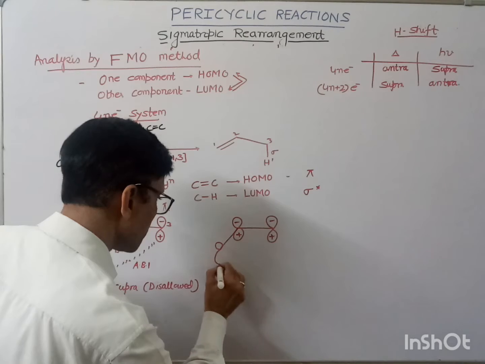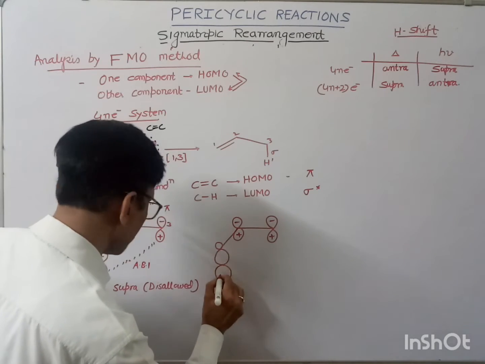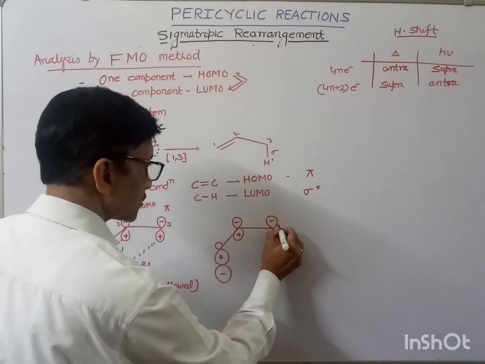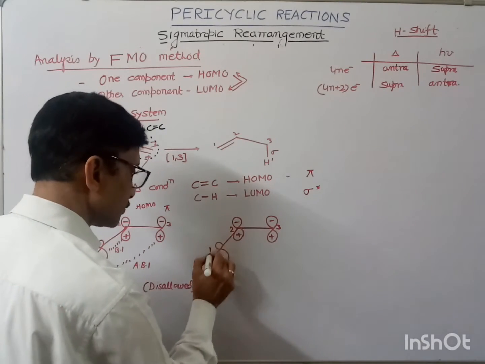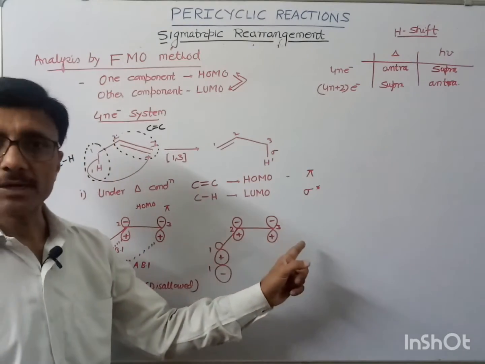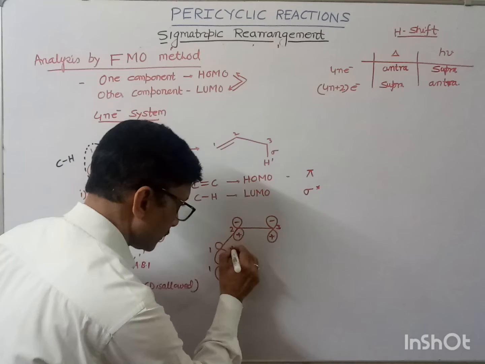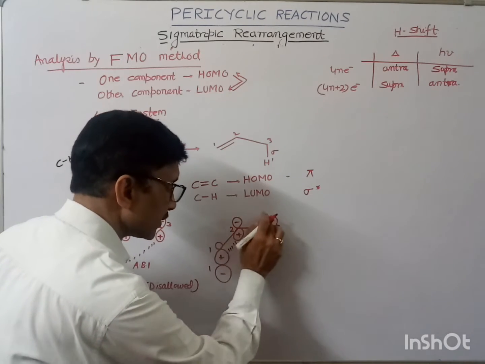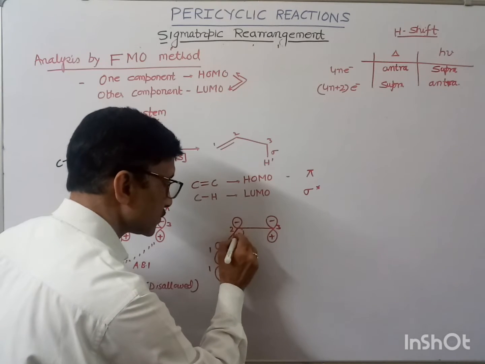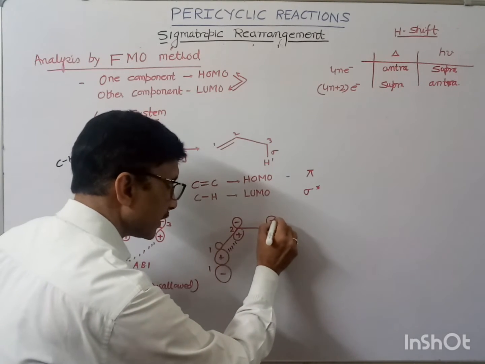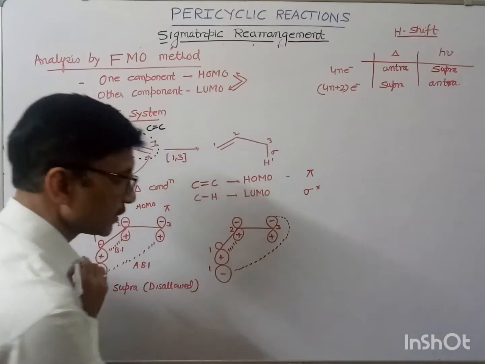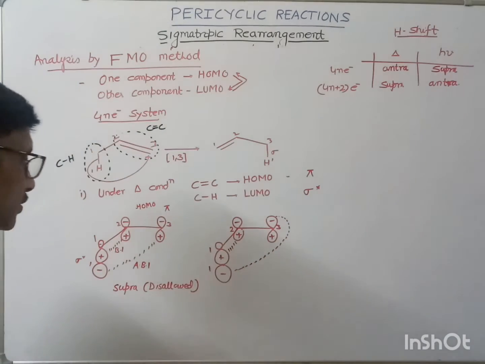Intrafacial interaction. Okay, so again this is third, second, first, and this is also first. First will form a bond with third. So intrafacially means the different, opposite side lobe will interact. If this is this lobe, then another interaction would be this. So this is intrafacial interaction.